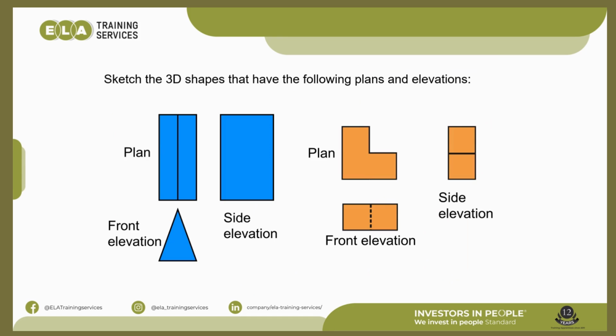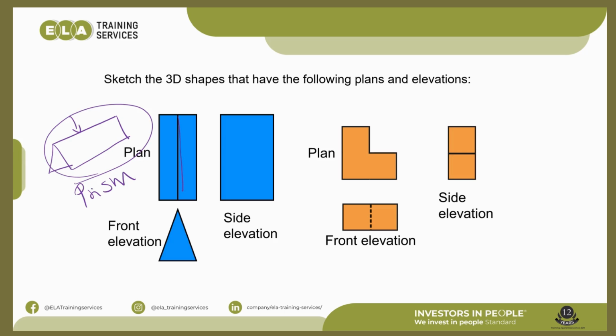Go at sketching the 3D shapes knowing the plan and elevation. So plan, remember, is looking from the top, front is looking from the front, and side is looking from the side. So if you piece all these shapes together, you should have a shape where your side elevation is a rectangle, your front elevation is a triangle, and your plan is a rectangle with a line through it. Do you have a shape like this? Do we know what shape that's called? Prism.